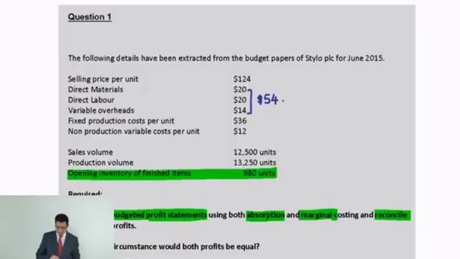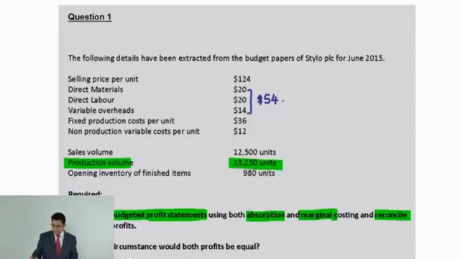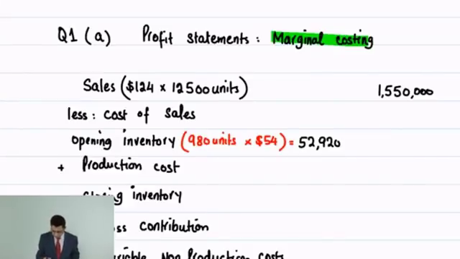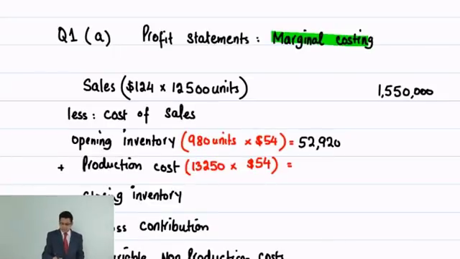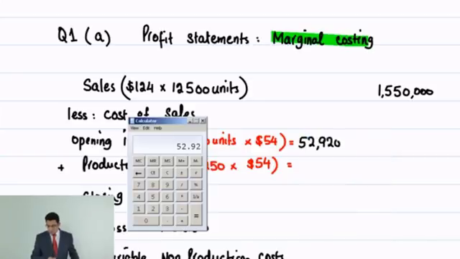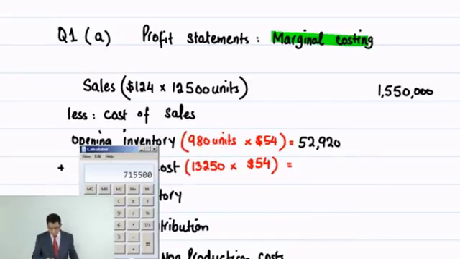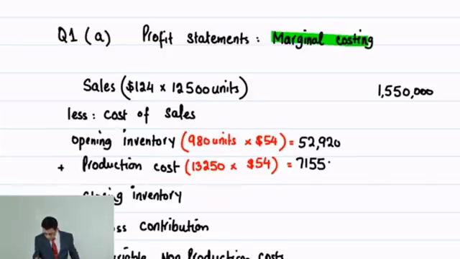Production cost. Let's have a look at the production cost. Production volume was 13,250 and value of one unit is 54. So 13,250 times 54, we get production cost, 54 into 13,250 equals 715,500. And now the closing inventory.